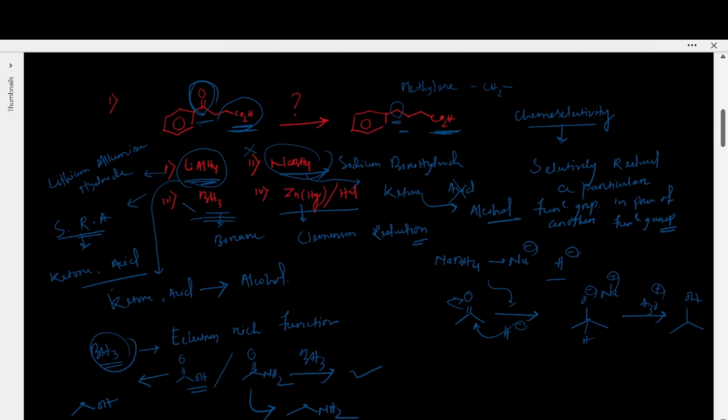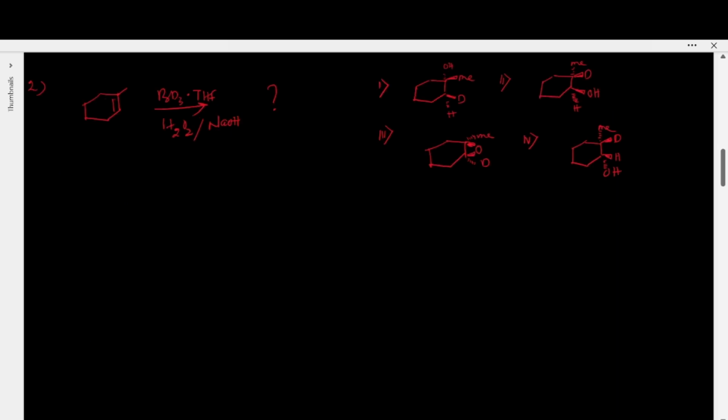So this is also cancelled. The remaining one is Clemmensen reduction, and this is the specific condition used to reduce the ketone into a methylene. So the right answer is option 4, that is Clemmensen reduction. In every competitive exam, you have to go like this. You have to cancel the options and choose the best favorable condition for your question. Next, let's move to the next question.